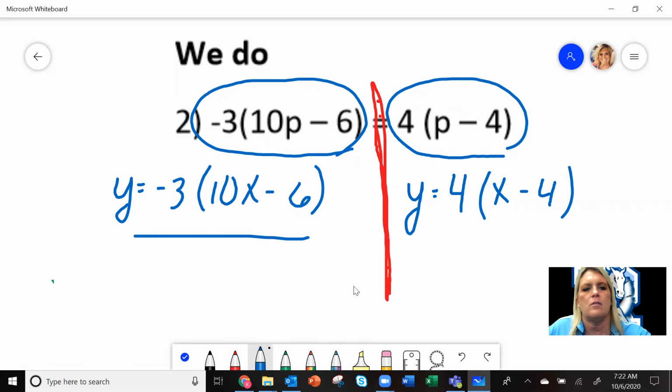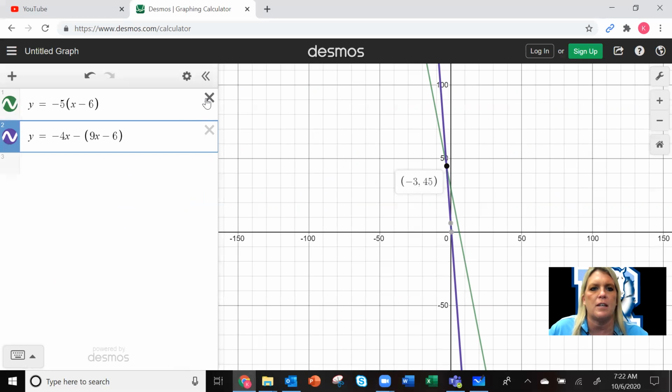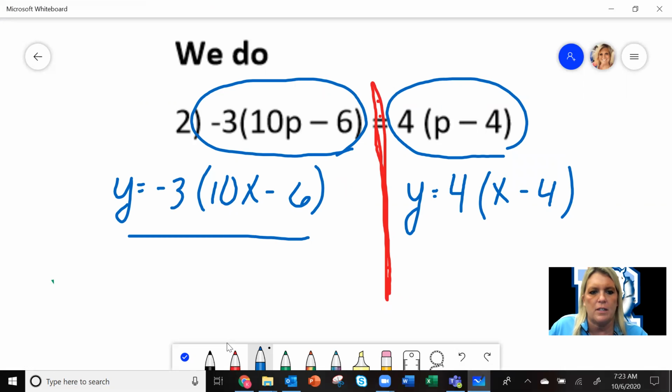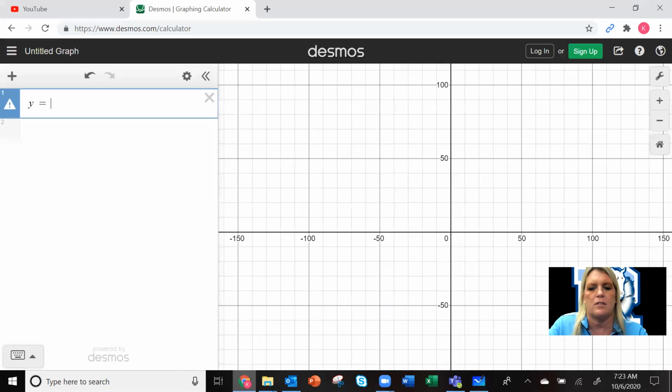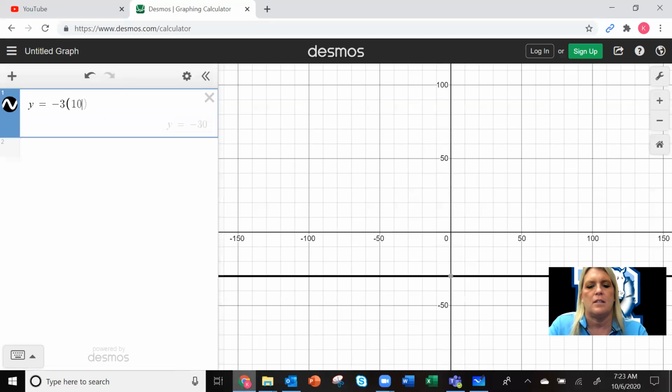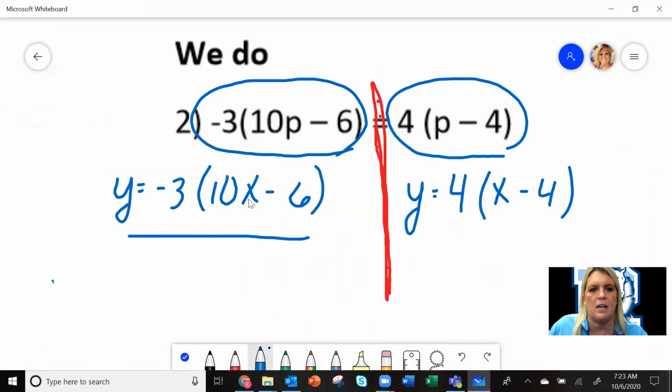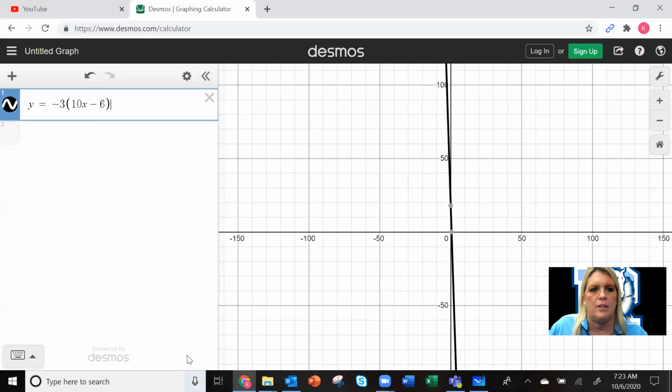So we're going to put this one into the first equation. When you go back into Desmos, press the X buttons to cancel out of those. Then click inside the box and type y equals -3 times parentheses 10x minus 6, close the parentheses. So again, put the left-hand side into the first equation. For the next one, click below it, y equals. Let's see what we're supposed to put in there.